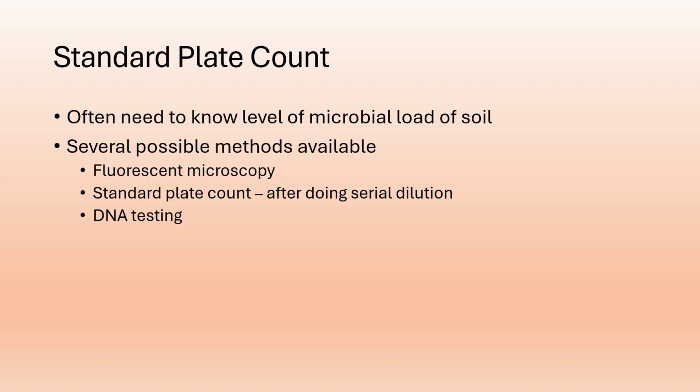Sometimes you just need to get a rough idea. And if you don't know or have the means to do the fluorescent microscopy, probably the most common way is to do your standard plate count. And once again, you're going to do a serial dilution first so that you can get it within that range when you plate it of 30 to 300 colonies. And then you relate that number to the dilution factor to get back to determine how many bacteria per gram of soil.